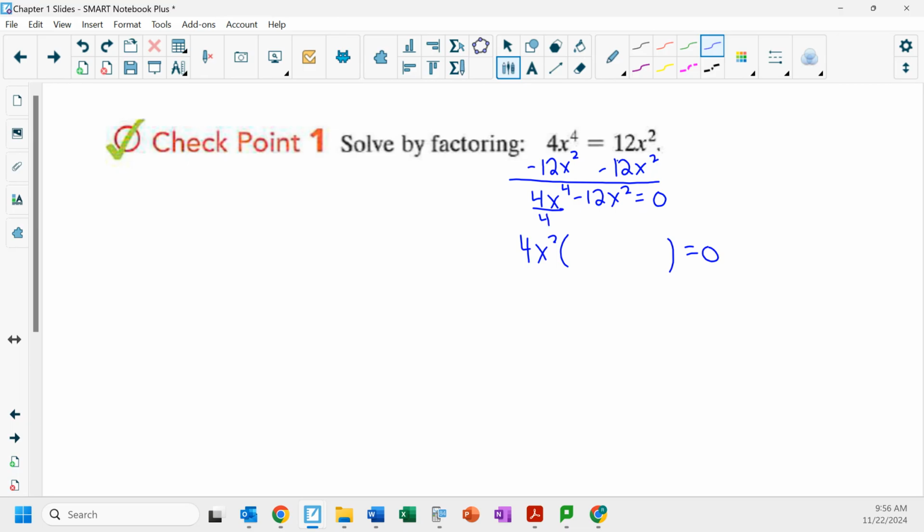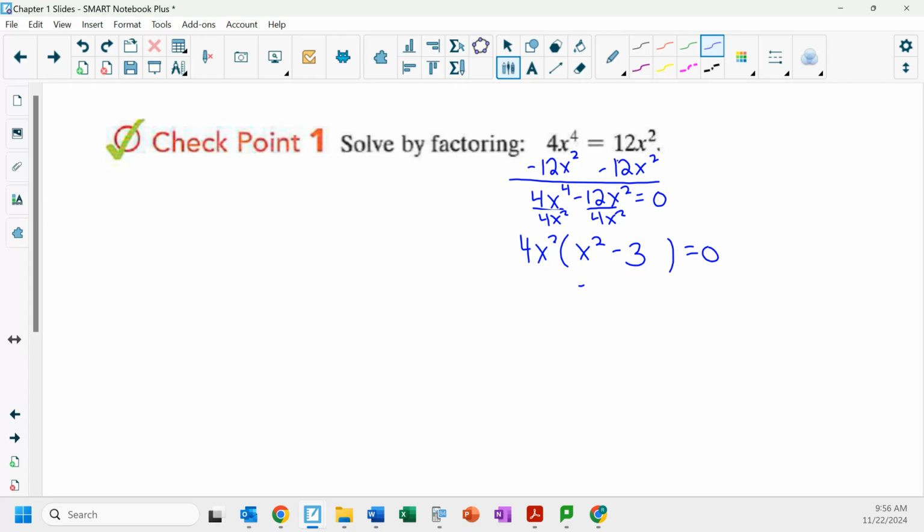And then we're going to divide everything by 4x squared. So inside our parentheses, 4 divided by 4 is 1. X to the fourth over x squared is just x squared. And then we have negative 12 divided by 4 is negative 3, and the x squareds cancel out. So there's two terms in there, but they're not both perfect squares. 3 is not a perfect square, therefore we can't factor that further.